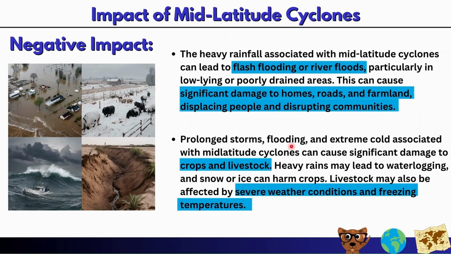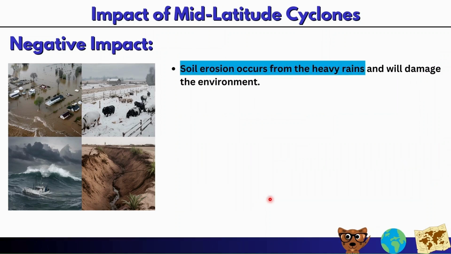Prolonged storms, flooding, and extreme cold associated with mid-latitude cyclones can cause significant damage to crops and livestock. Heavy rains may lead to waterlogging, and snow or ice can harm crops. Livestock may also be affected by severe weather conditions and freezing temperatures. Remember, certain animals are not used to these cold temperatures, and once they are exposed to this, they can die, and that will cause a massive loss to farmers and the community. Soil erosion occurs from the heavy rains and will damage the environment.